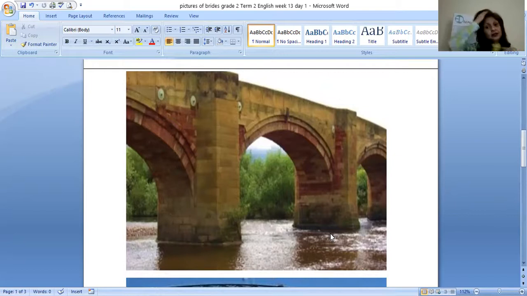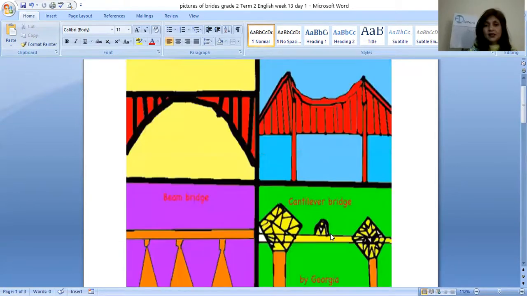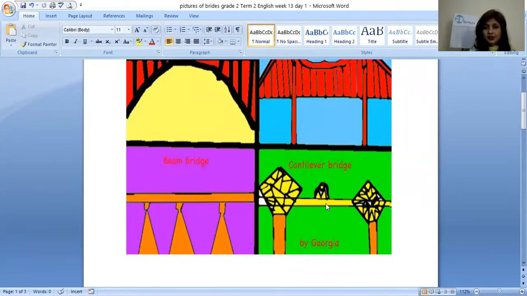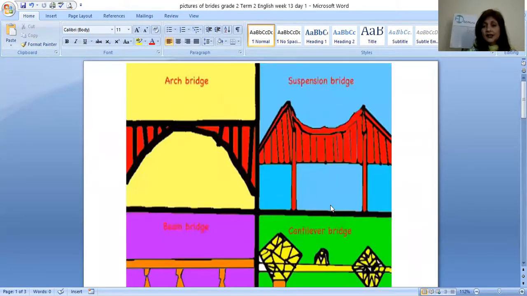So that means there are different types of bridges, and this is our topic for today. Our topic is bridges. This is our topic, a new unit. And there are different types of bridges. Now you can see these are the pictures of different types of bridges: arch bridge, suspension bridge, beam bridge, and cantilever bridge. Now, these are different types of bridges which we are going to study in this unit.